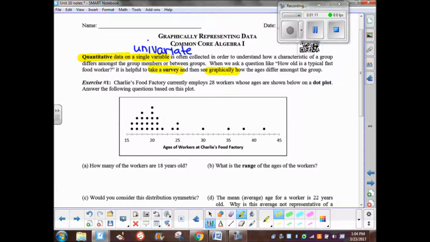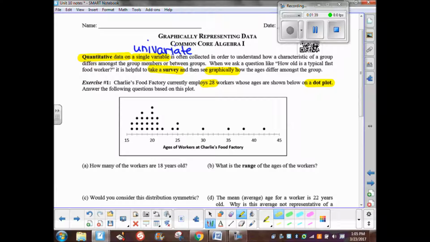and then see graphically how those ages differ. So like I said, if we just have a list of ages, we really can't interpret too much from just a list of numbers. But when we put it in a graph, you can start to see patterns. It says Charlie's Food Factory currently employs 28 workers. Those ages are shown below on a dot plot. That's what that's called, dot plot. Okay, big deal there. You see a bunch of dots.